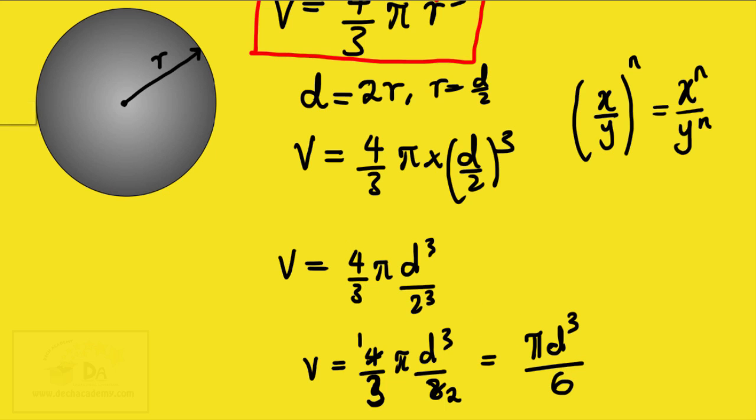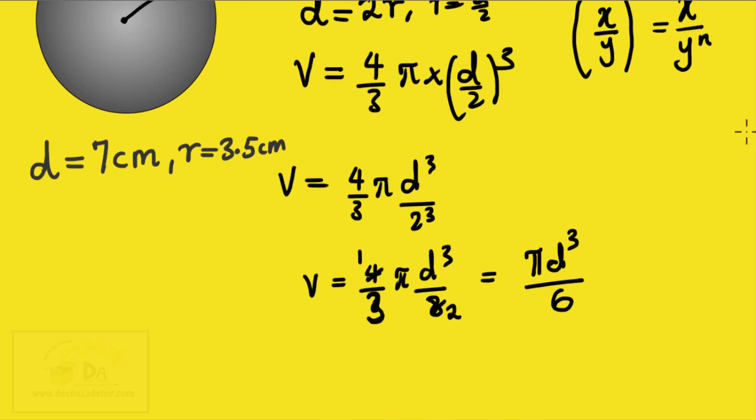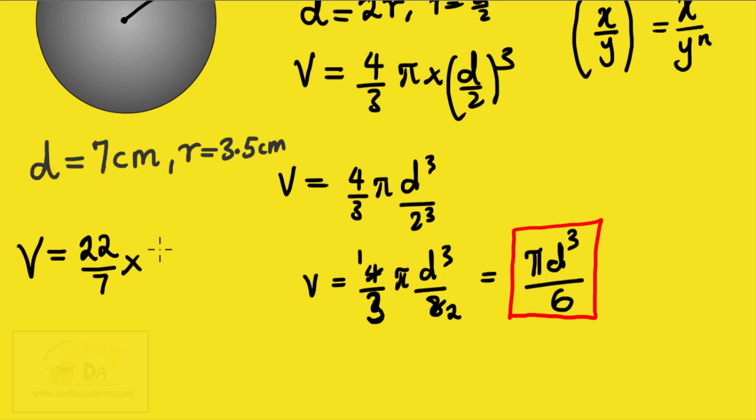So if you're told that a sphere has a diameter that's equal to 7 centimeters, well, you know the radius of the sphere is half of the diameter, so that's going to be equal to 3.5 centimeters. So you can either use the equation involving the radius, which is 4/3 times pi r cubed, or the equation involving the diameter, which is pi d cubed over 6. So for such a sphere, the volume is equal to pi, which we can approximate as 22/7 times the diameter cubed, so 7 cubed, all divided by 6.